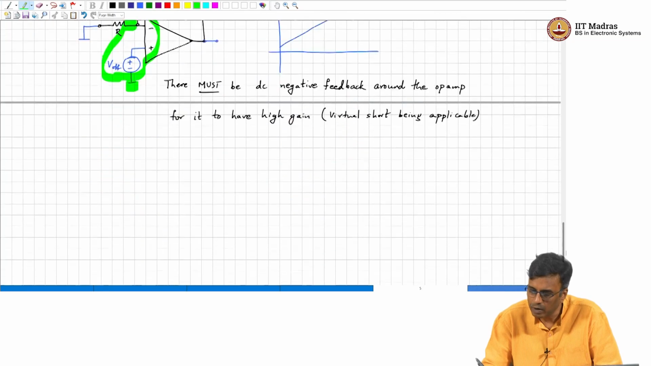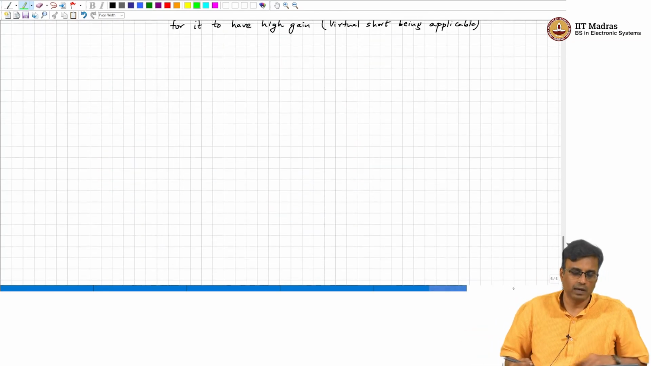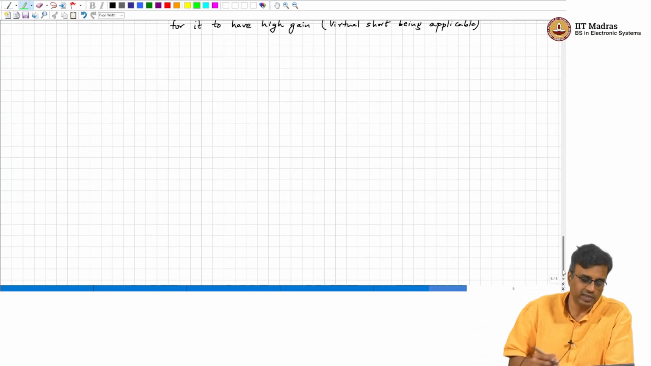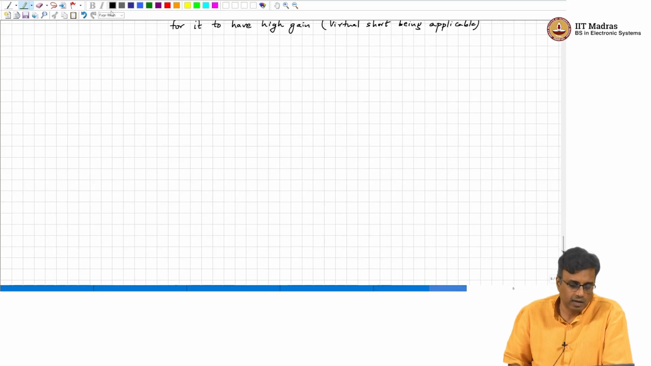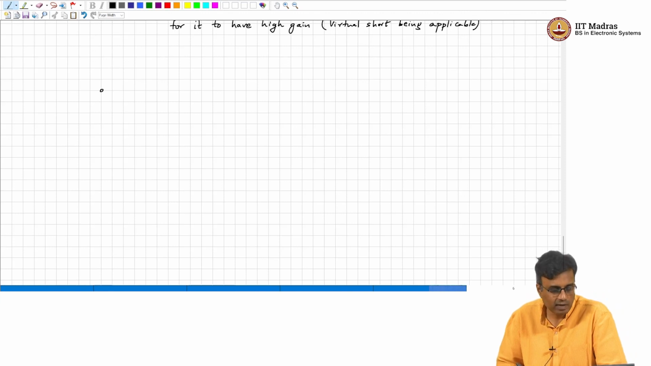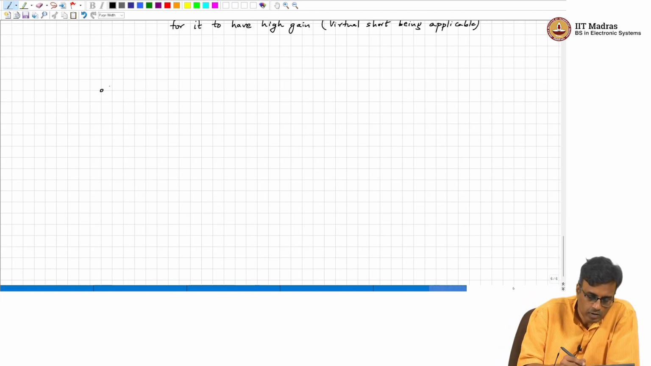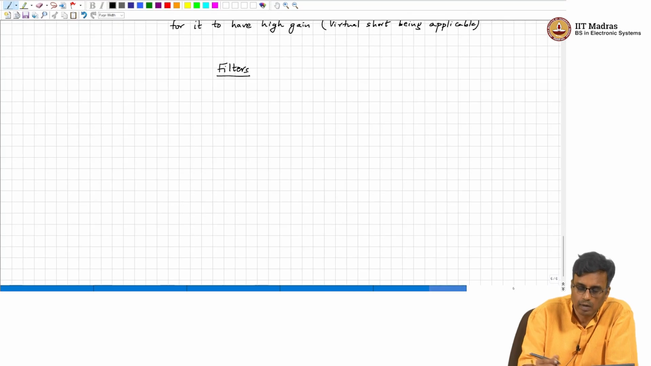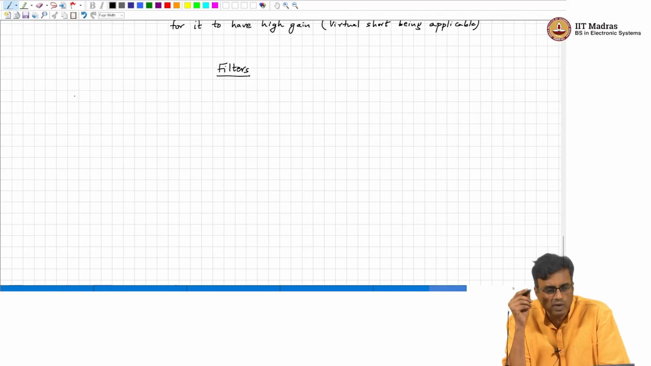Okay, this background. Let's quickly, in the next couple of hours, try to get some background on some basic analog signal processing blocks, namely filters, right? So, a filter is basically a frequency selective network, right?